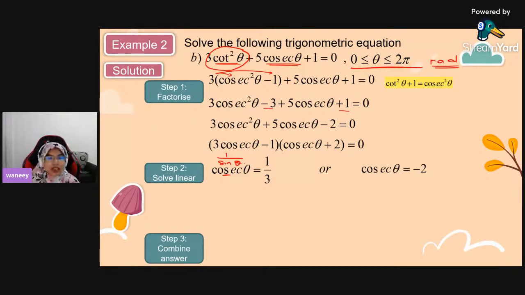So 1 over sine theta is equal to 1 over 3, which simply means that sine theta is equal to 3. So we're going to take the reciprocal for them. So sine theta is equal to 3. And then we're going to check what is the value for them. Okay, so try to use your calculator. What do you have for arc sine of 3? Arc sine of 3. Try to use your calculator. What do you see if you use your calculator?